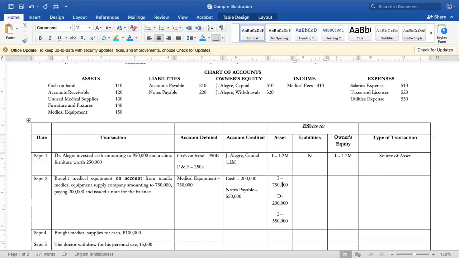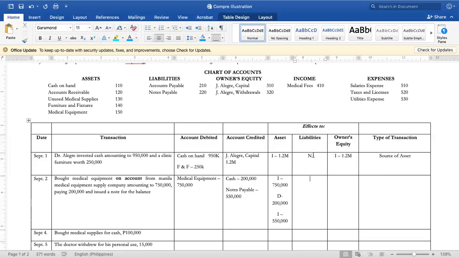There's an increase of 750 because the normal balance of medical equipment, an asset, is debit. So it increased by 750, and then we credited cash, right? Because the normal balance of cash is debit and we credited it, it will be deducted. So the balance of the asset decreased by 200,000. Therefore, the net effect is an increase of 550,000.